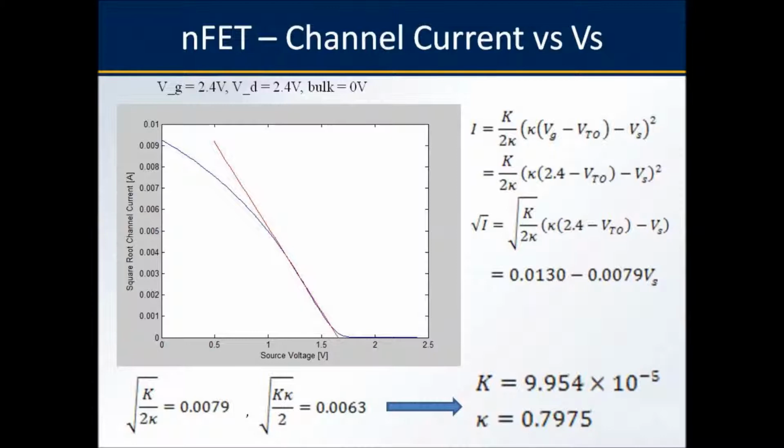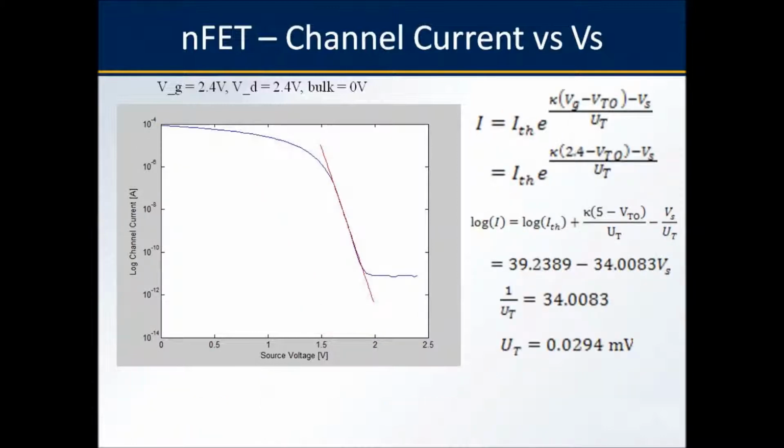As before, we examine the subthreshold region where the current is exponential using the logarithm graph. Applying a fit, we can get an estimate of the thermal voltage, which differs from the nominal value of 25.8 by about 14%.